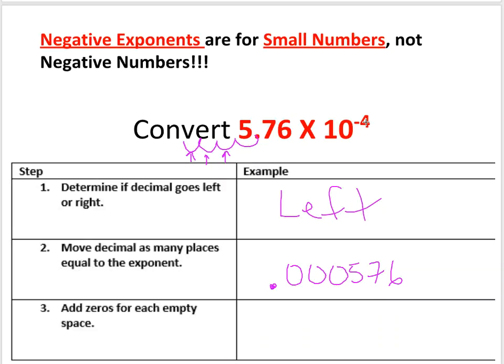So we've used our exponent to tell us how many spots we're going to move it over. And actually, we just did number 3 also. And our number is 0.000576. That's a very tiny number. That's what we were expecting because it's a negative exponent.